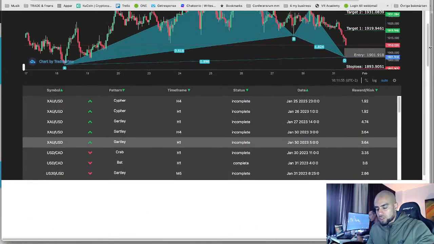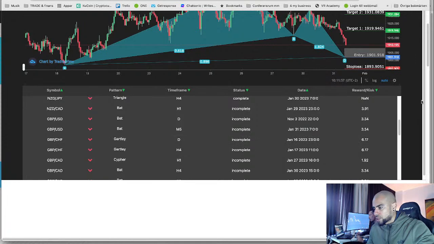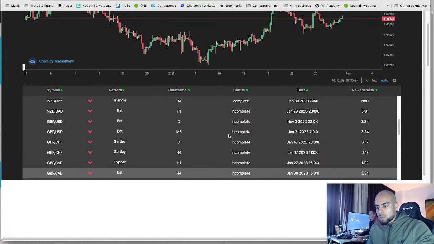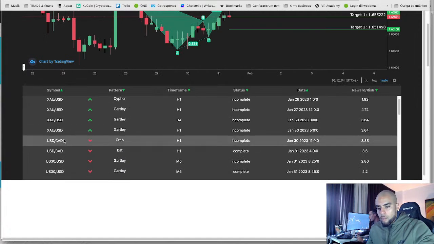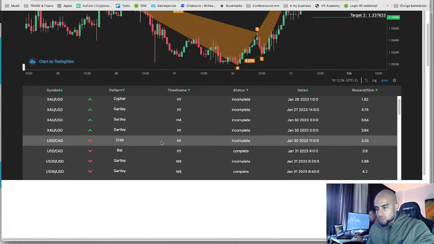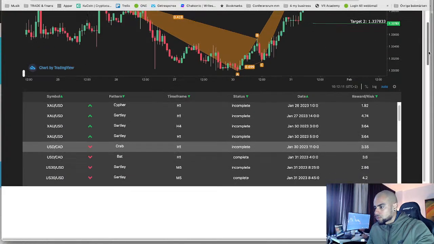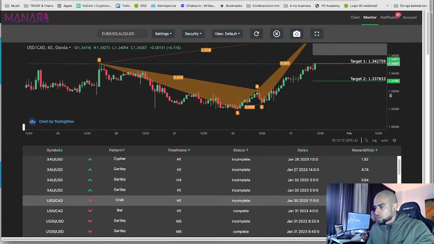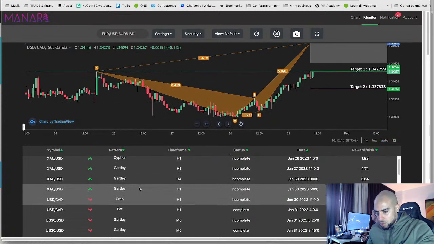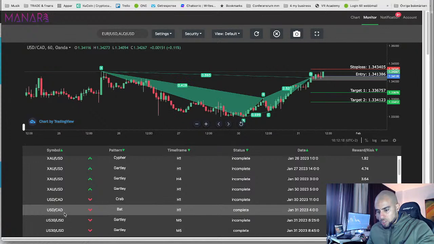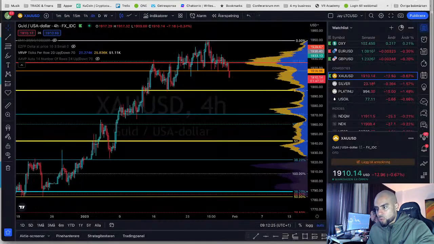First, we want to go through what Monero tells us, and see if Monero got something more in store for us. All right, let's look for some completed patterns. USD CAD. USD CAD is moving upwards. That's not a trade we want to jump into now, but I know one thing.